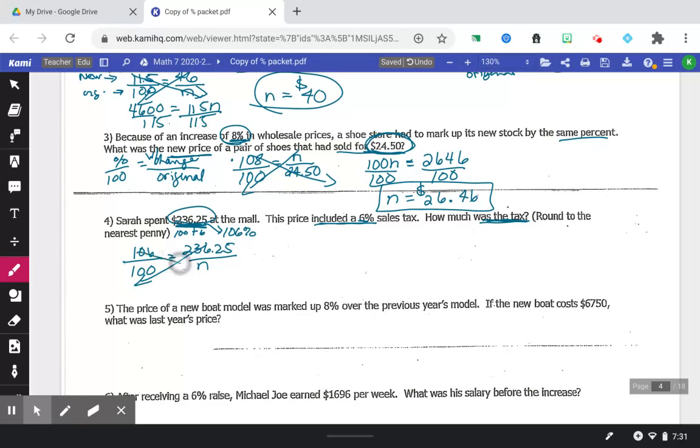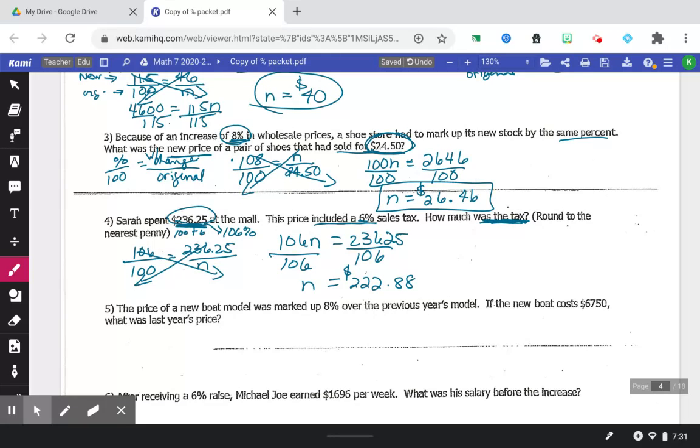All right. So I'm going to do my cross products. Divide both sides by 106. And I'm going to get my answer of $222.88. Okay, we're not done with this problem though, because this problem is asking for the dollar amount of tax.